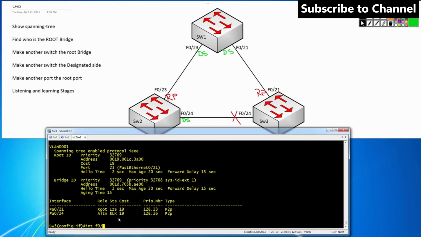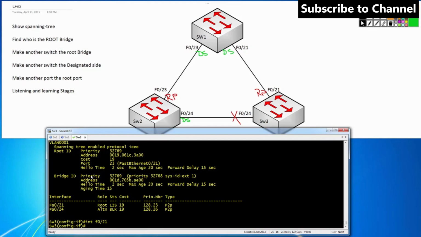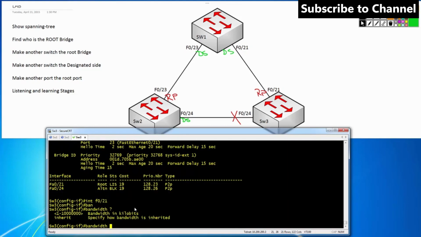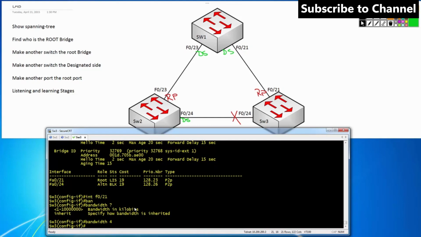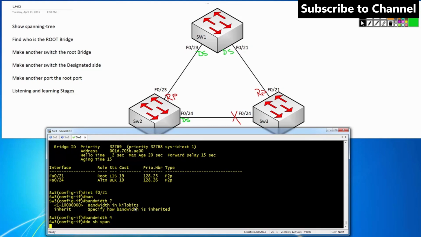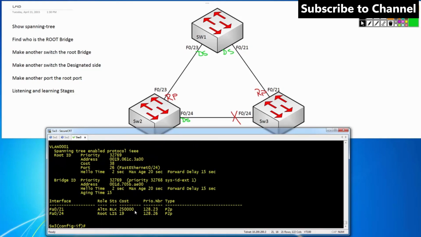So I'm going to go into FA0/21. Notice that it has a cost of 19, and I'm going to change the bandwidth to, we'll say, 4. Just 4. Now let's take a look at our spanning tree. Notice that my cost has really raised. It's a lot bigger than 19. So once we change the bandwidth, this is what happens. You immediately change the cost.